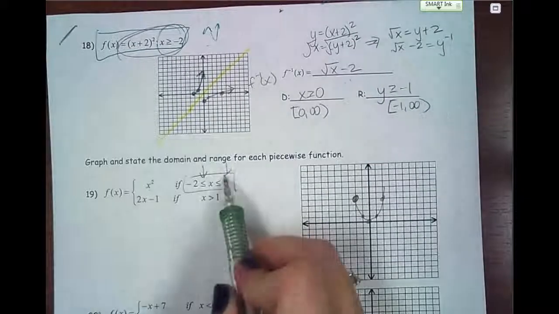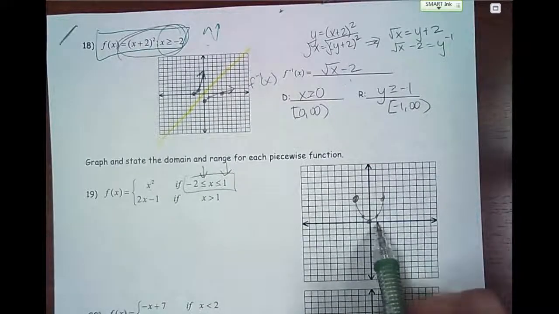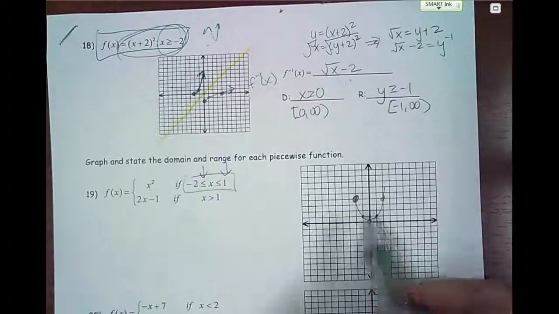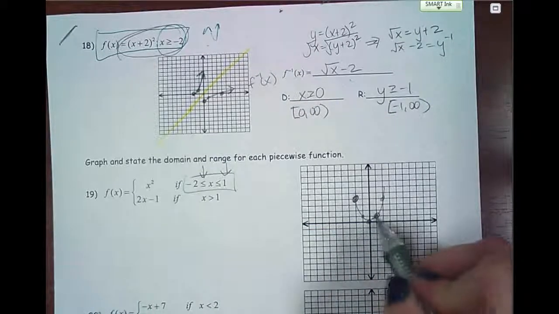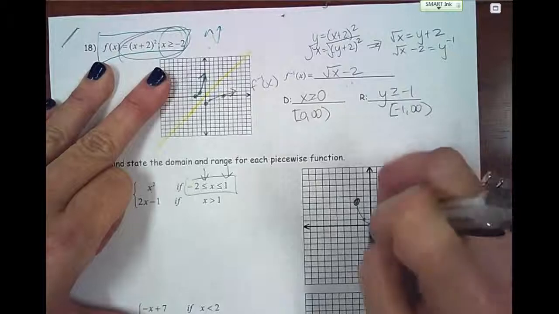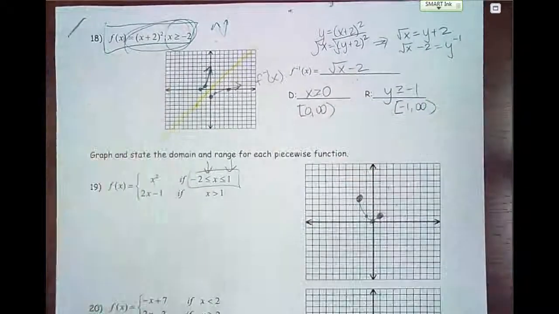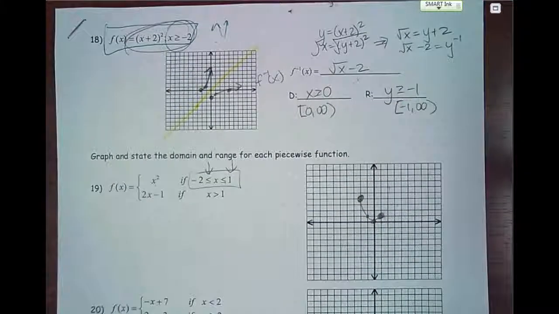Then you go to 1. Here's my x-axis at 1. Find your graph. I'm here. It says I'm closed. So anything past that, I'm going to erase. It's my first graph. Now for my second.